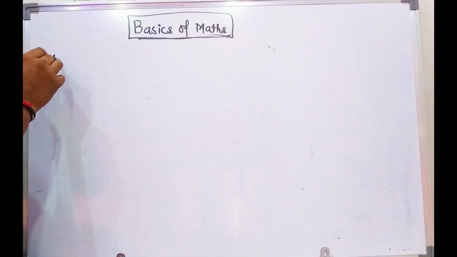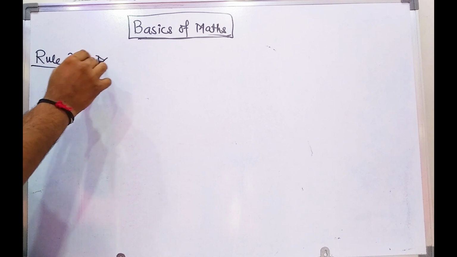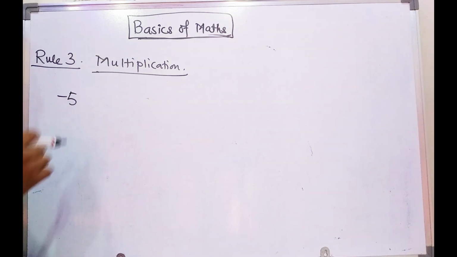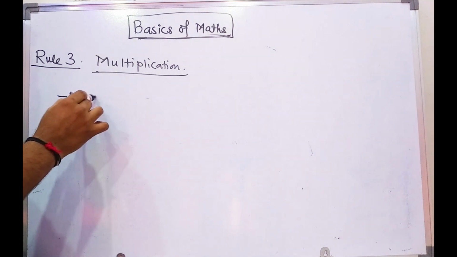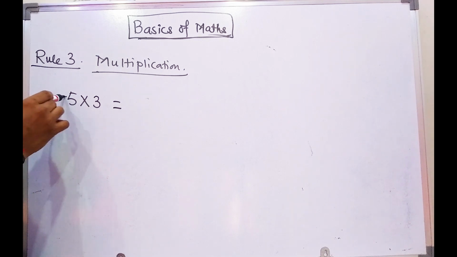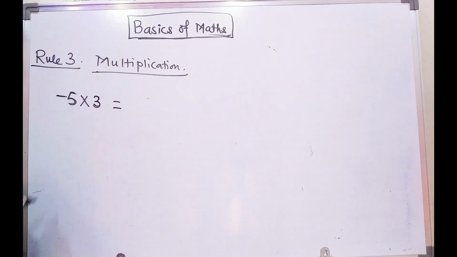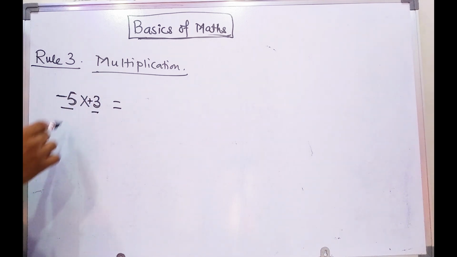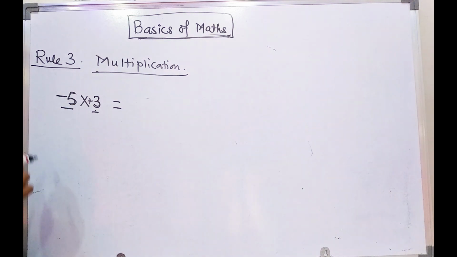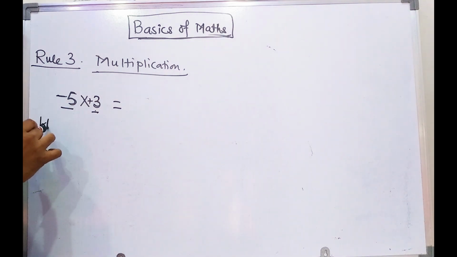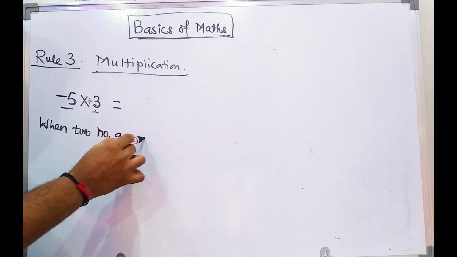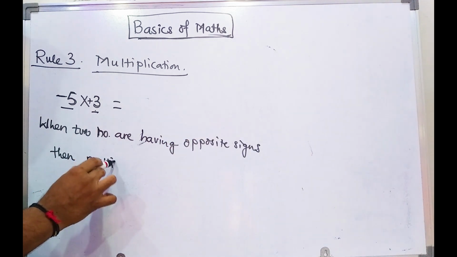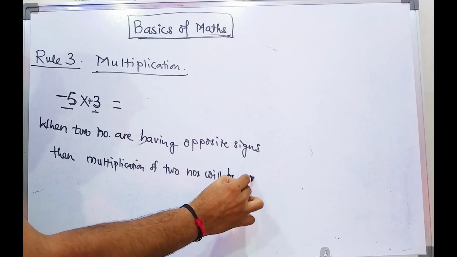Now let us see the rule for multiplication, that is rule 3. Many times in 10th mathematics we come across the multiplication of opposite numbers. Now here minus 5 into 3. This 5 has a minus sign and 3 has a plus sign. So these two numbers have opposite signs. So what is rule number 3? When two numbers have opposite signs, then the multiplication of two numbers will be negative.